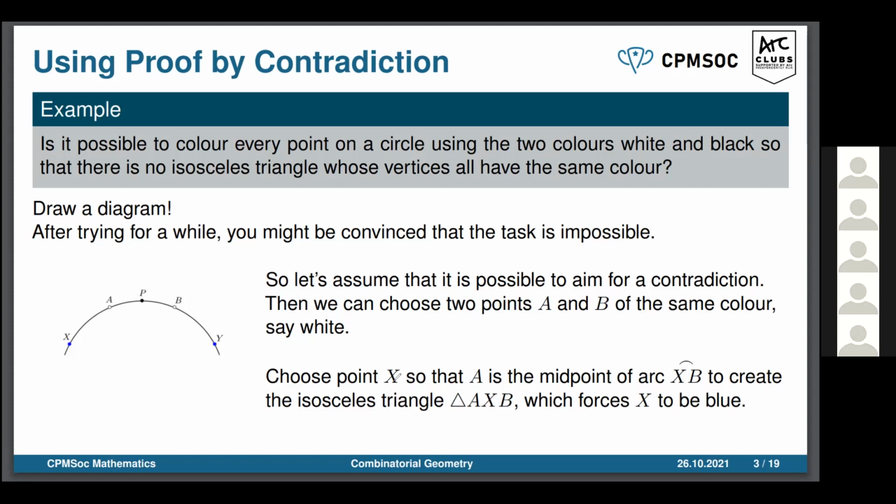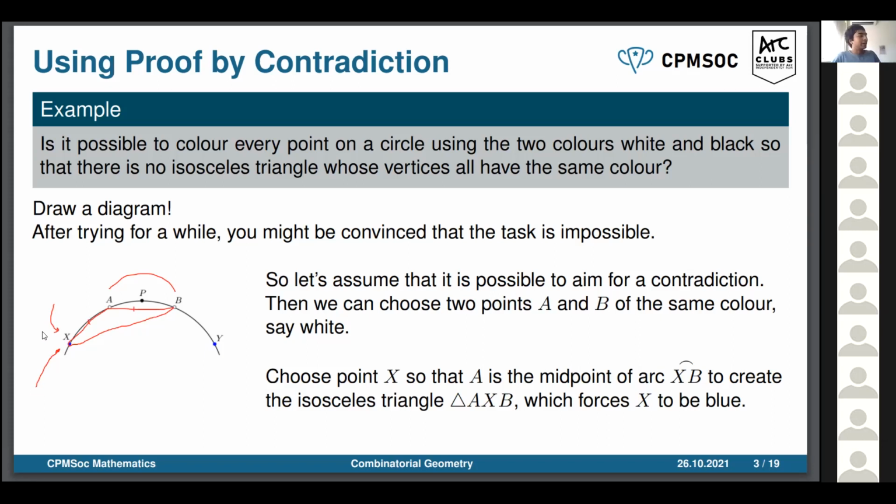Okay, so what we're doing here is we're choosing point X. We start with points A and B which have the same color, and now we're going to consider this isosceles triangle by making AB and AX the same length. And we can see if X was white, triangle AXB would be all white, so that's a contradiction. So this point X must be colored blue. So that's a good start. We've just considered one isosceles triangle, and already we've forced another point to be blue.